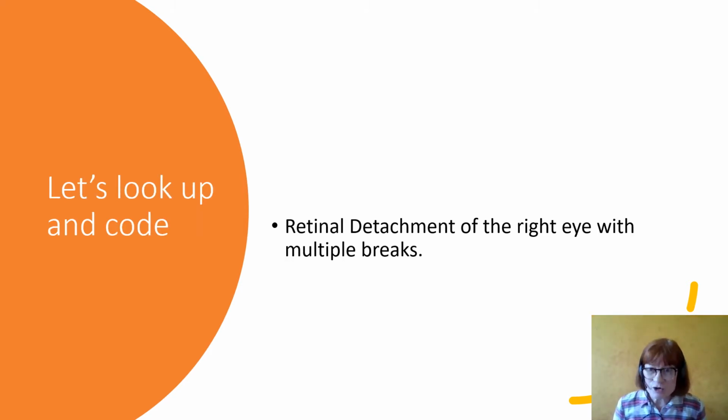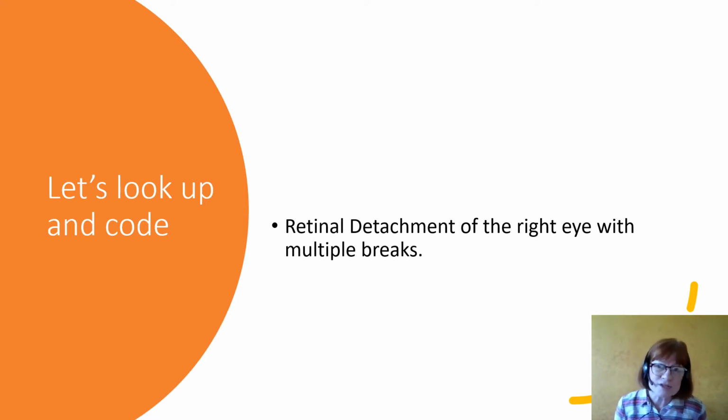The condition that we're going to code today is a retinal detachment of the right eye with multiple breaks. Now that seems long. It seems more complicated than eye pain or chest pain. But there's a reason that we're doing this, because we're going to learn how to read the index of our ICD-10-CM book. The first thing we need to figure out is, how am I going to look this up? Of these words in this statement, retinal detachment of the right eye with multiple breaks, what am I going to start with?